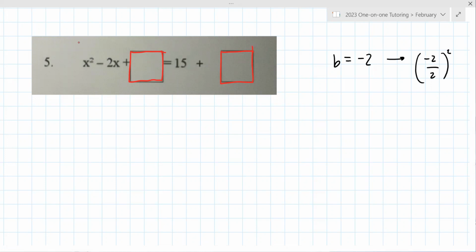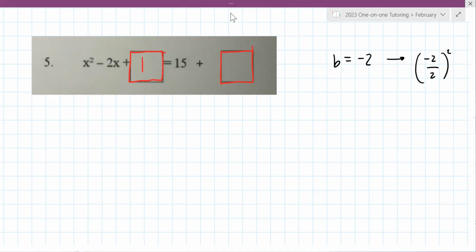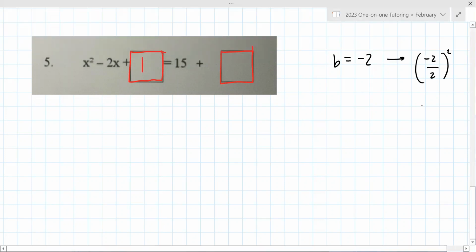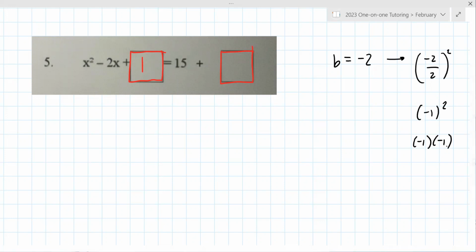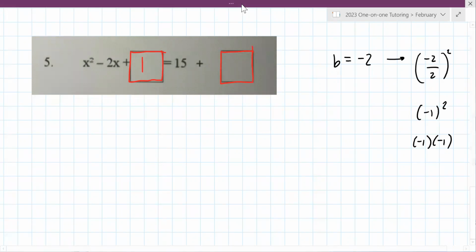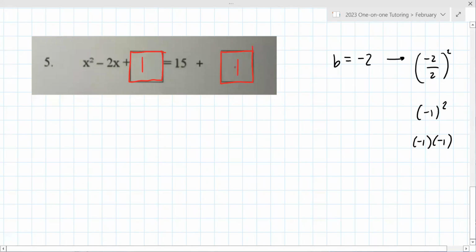Would it just be 1? Yeah, or -1. Well, let's be careful here. -2 divided by 2 is -1. So it's (-1) squared, and that means -1 times -1. Oh yeah, I keep forgetting that. Very, very important. You don't want to crash the spaceship with the wrong sign here. So it's +1. Now it's not always positive, but for now you can think it's always positive.